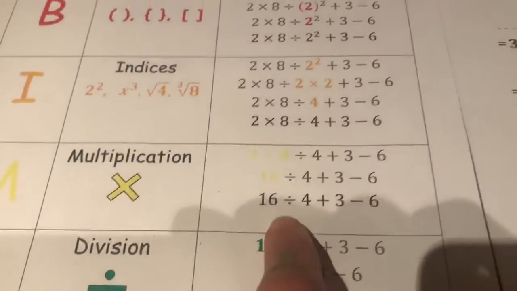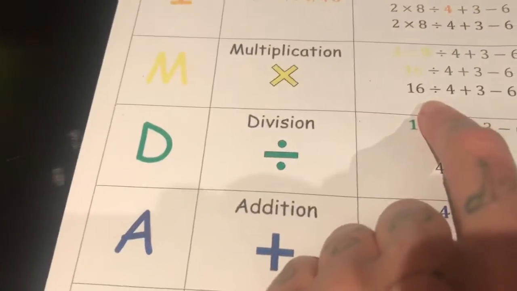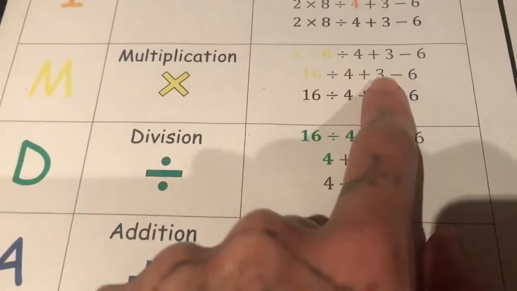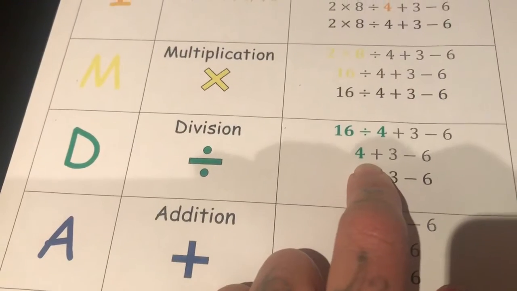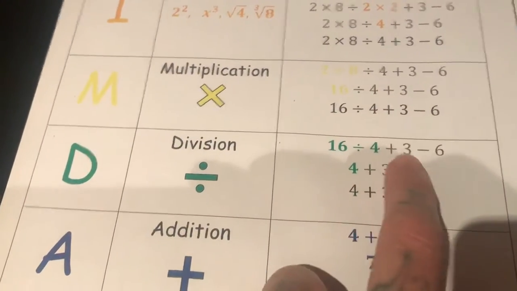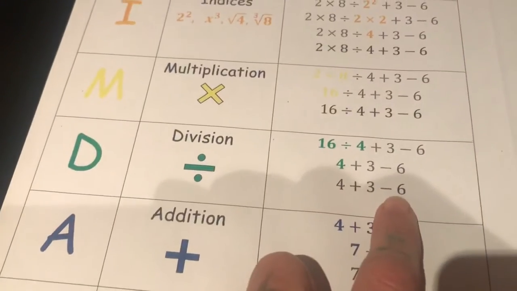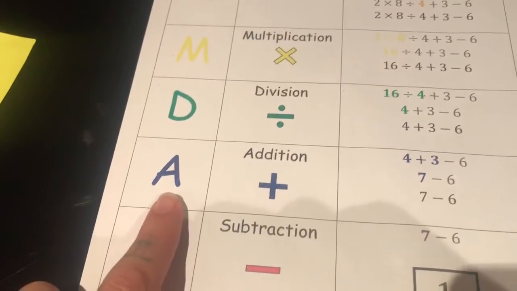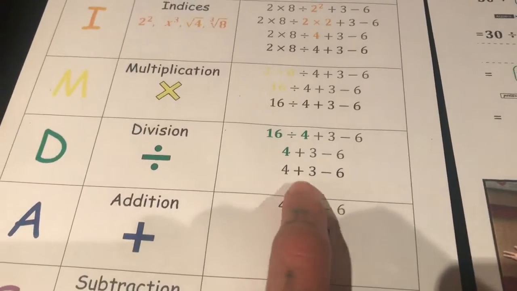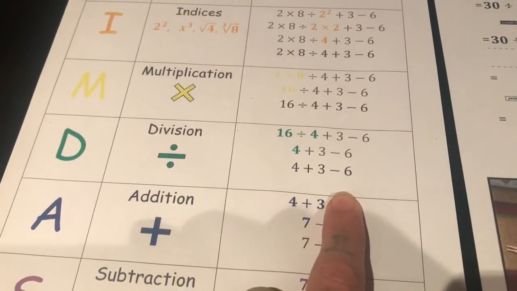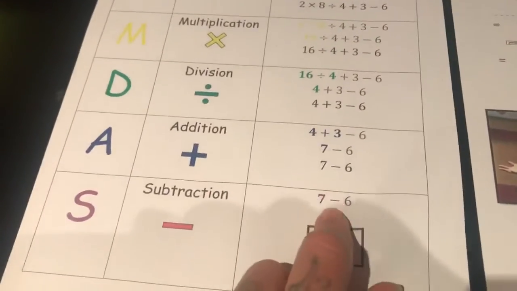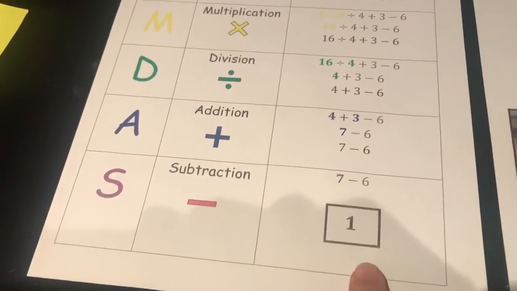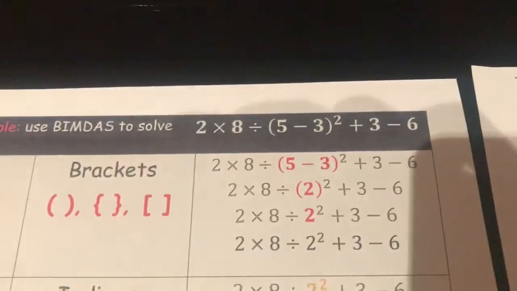So now, BIMD, division. We're looking at 16, ignore this, 16 divided by 4, which gives us 4. Again, this part doesn't change. So we've got 4 plus 3. Next is addition. So we're doing the 4 plus 3 part, ignoring this bit. 4 plus 3 is 7. And finally, subtraction. The last bit we have is 7 take 6, which is 1. That's how we go from up here, this long sum, all the way down to here.